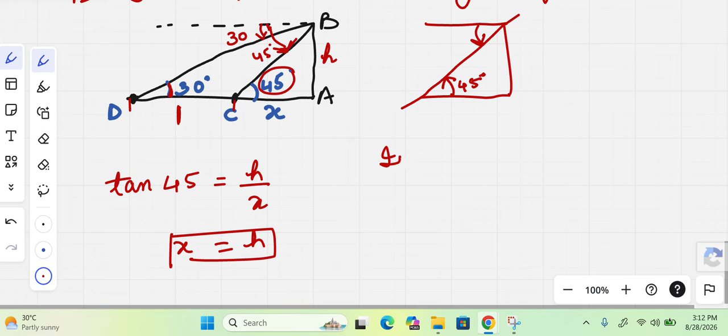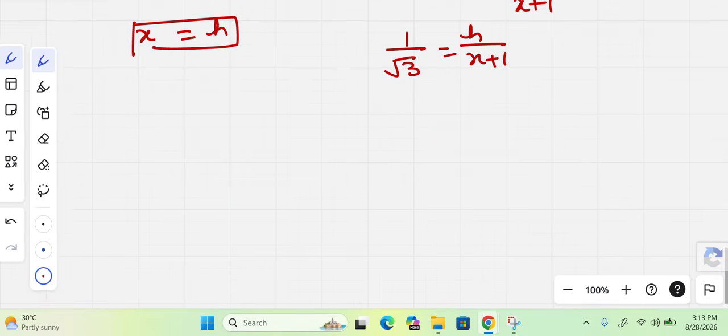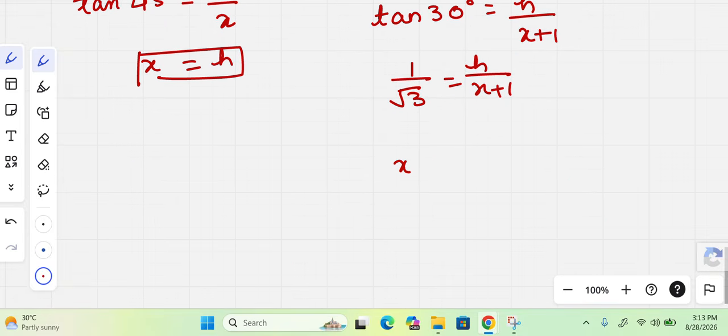After that, in triangle BAD, what is happening? Which angle? Tan 30 equal to h by x plus 1. Tan 30 is 1 by root 3. So, where do kids make mistake? To make the calculation. So, x plus 1 is equal to h root 3. Now, x is equal to 1, right?